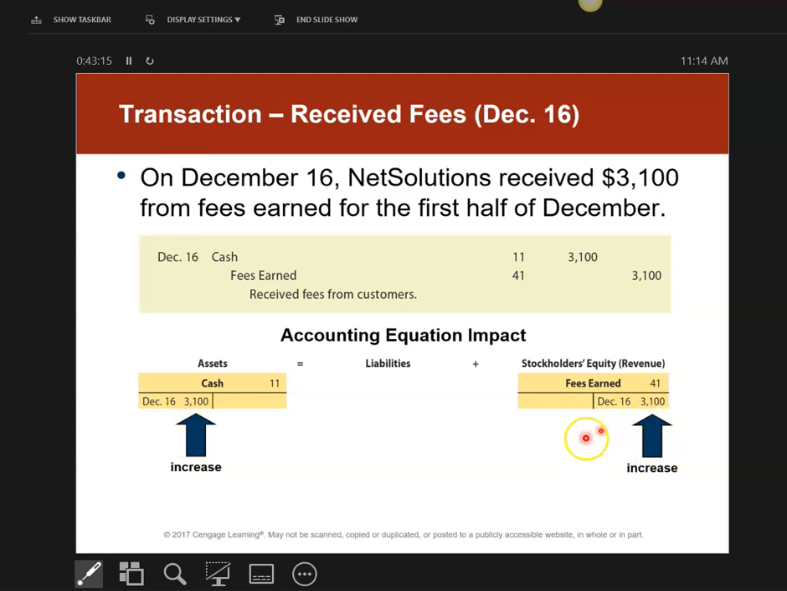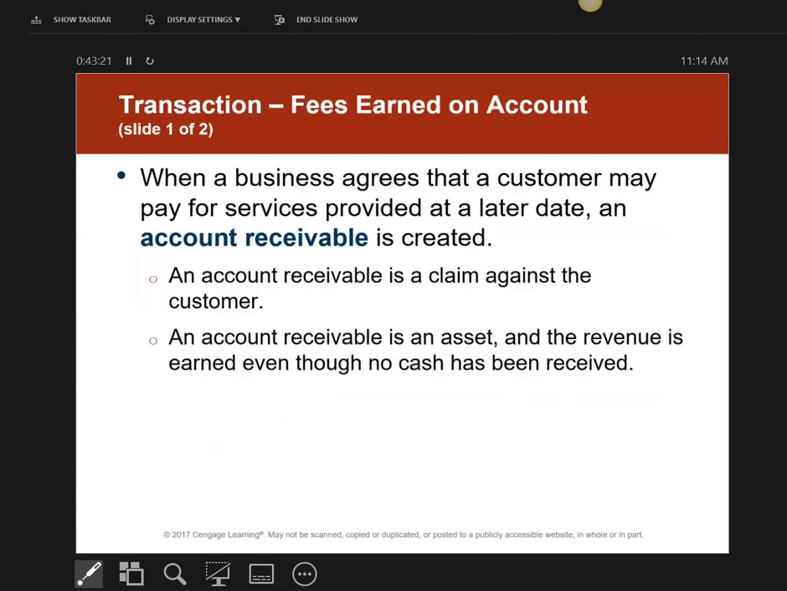Now, when you provide services, only two things actually will ever happen. They'll either pay you immediately or they'll pay you later on. When they agree to pay you later, it's called an accounts receivable. This is an asset, so the rules of asset for debit and credit apply. So even though I haven't actually got the money, the revenue is still considered earned, but I haven't received it.